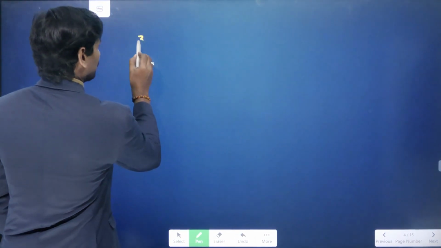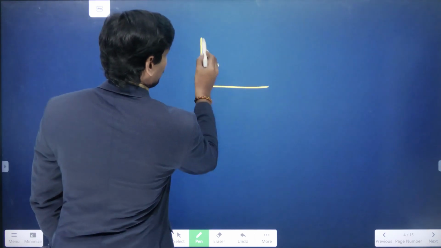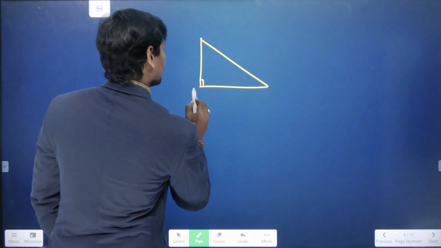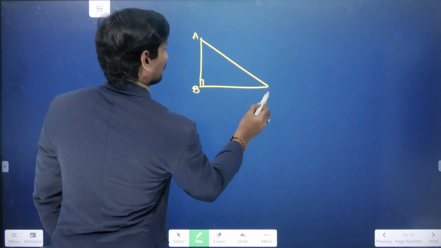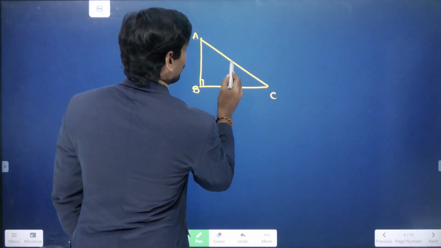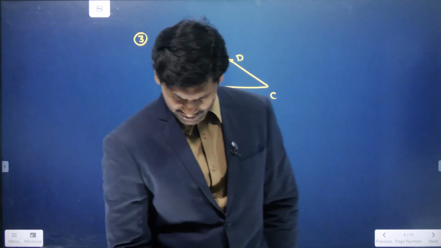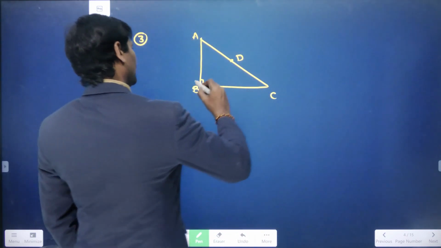Okay. Let us go to the third problem. The third problem is given that in a triangle ABC, angle B equals 90 degrees, and D is a midpoint of AC. Nothing but BD is a median.